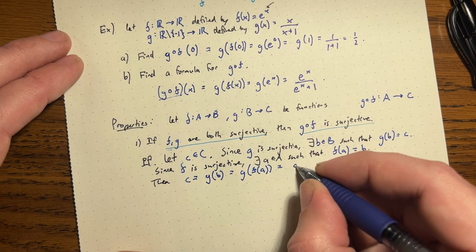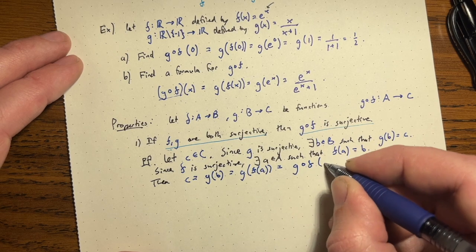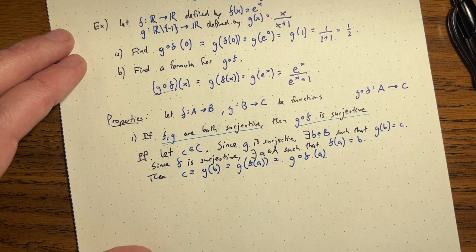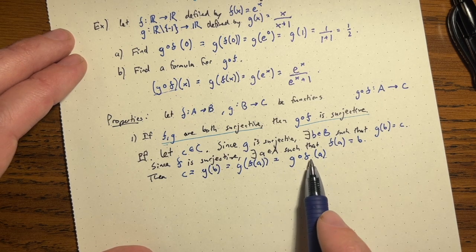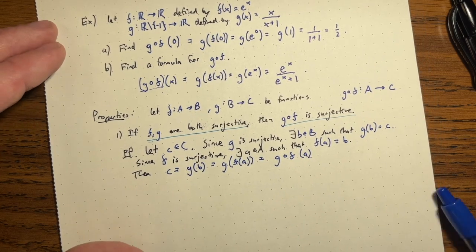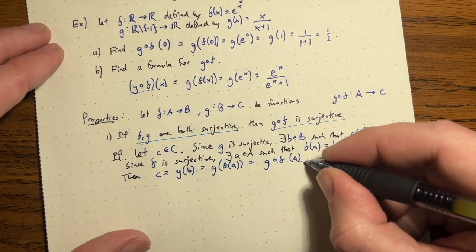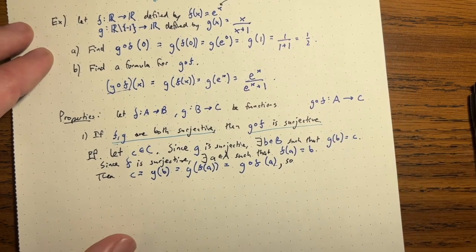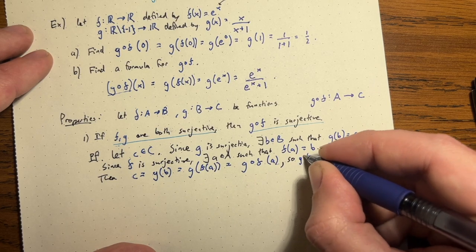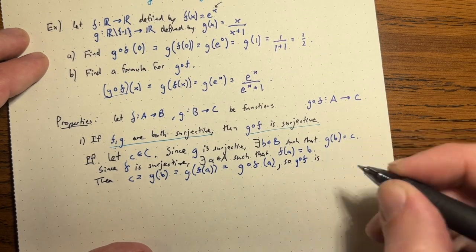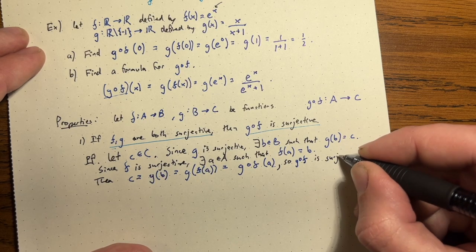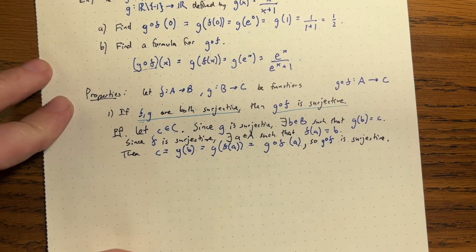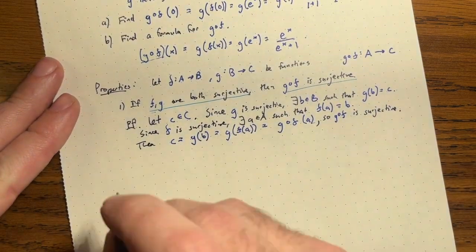Let's just write it in this form just to show that, yes, we have an element of A that we found. It's that one. That when you push it forward with this function, you get C. So that proves it. So yeah, that's it. G composed with F is surjective because C was arbitrary. Okay. Great. And this is also true if you replace surjective with injective.